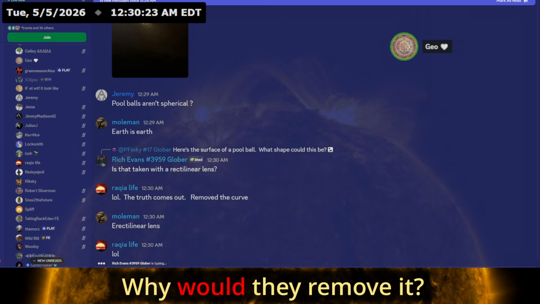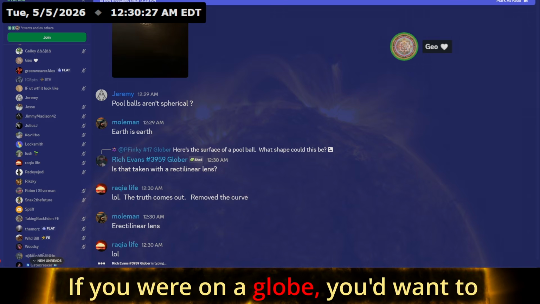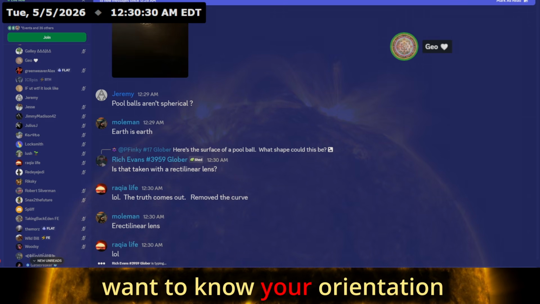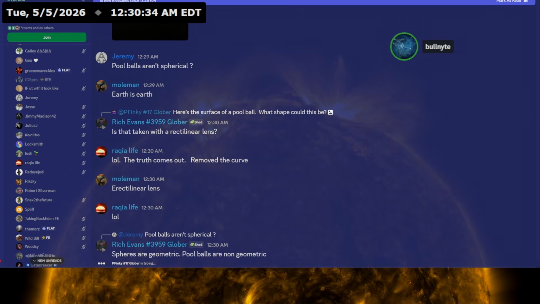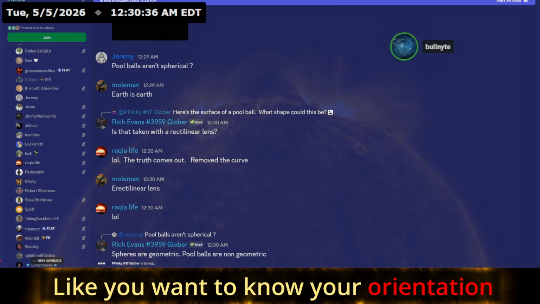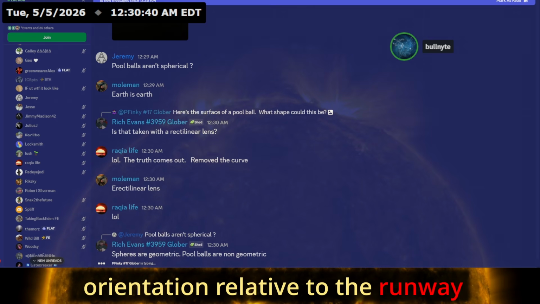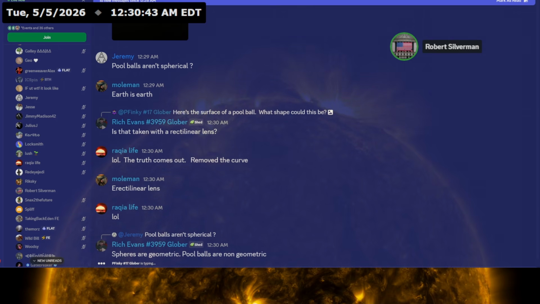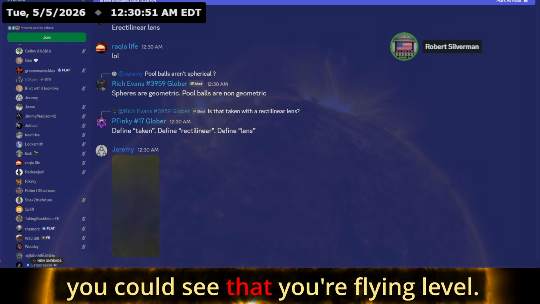Huh. Why would they remove it? It seems like you would want to know all that. Like you'd want to know exactly your position. If you were on a globe, you would want to know your orientation tilt to make sure you're not relative to where you took off. You want to know your orientation now, not your orientation relative to the runway that you took off from. Horizon. That shows you your angle of attack.